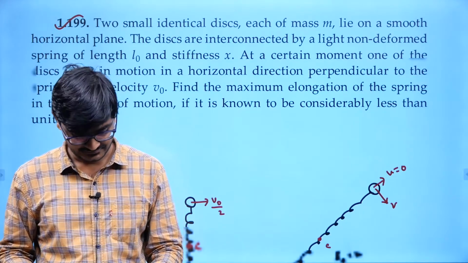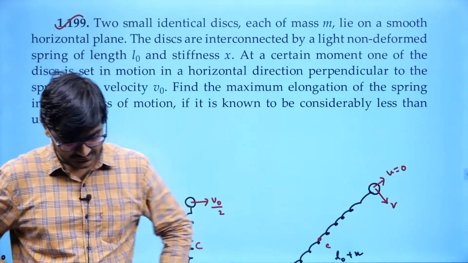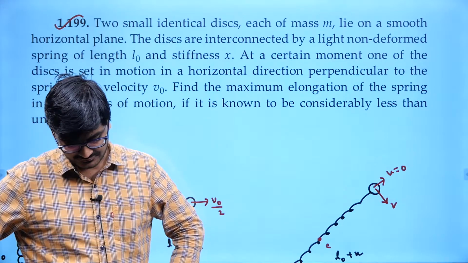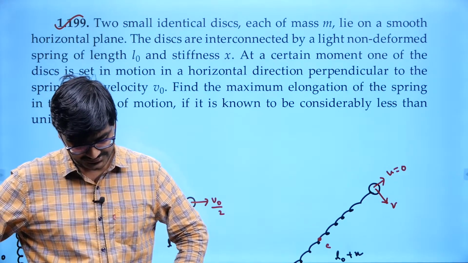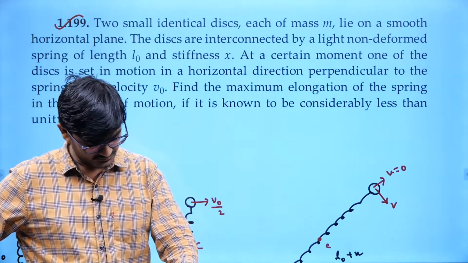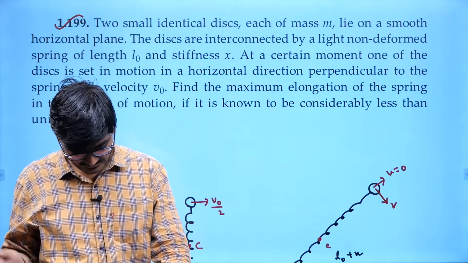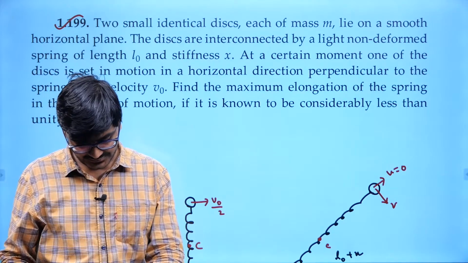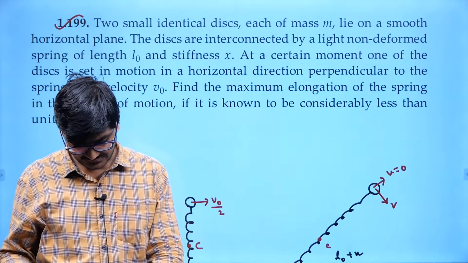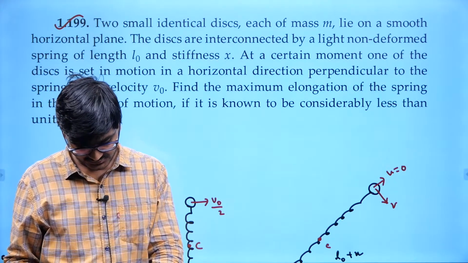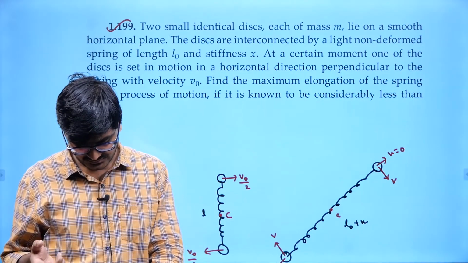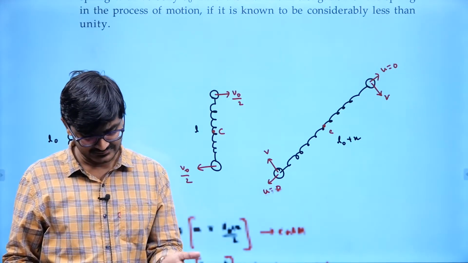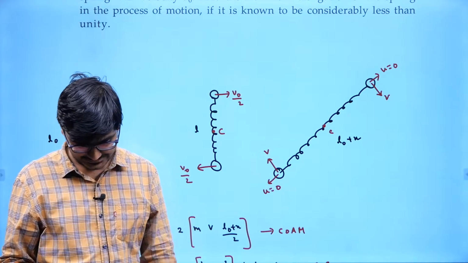Building on fire. Okay, the next question goes like, two small identical discs, each of mass m, lie on a smooth horizontal plane. The discs are connected by a light non-deformed spring of length L0 and stiffness x. At a certain moment one of the discs is set in motion in the horizontal direction, perpendicular to the spring, with velocity V0. Find the maximum elongation in the spring in the process. It is known that the extension is considerably less than unity, so the extension is much less than the natural length.